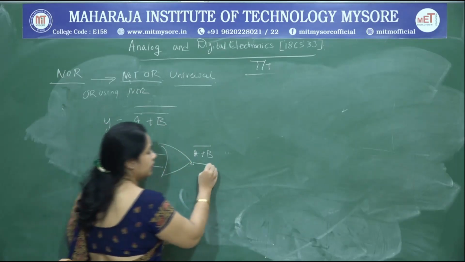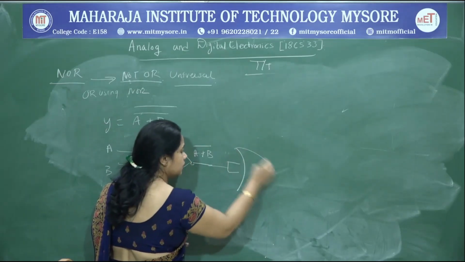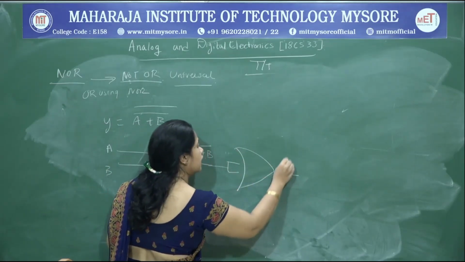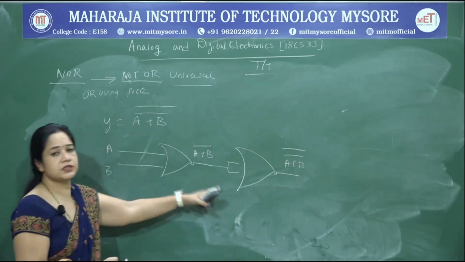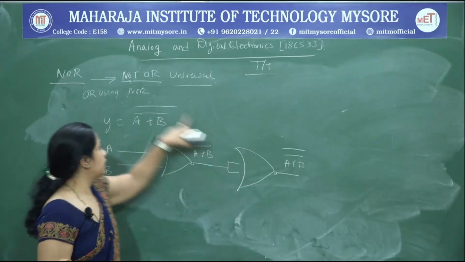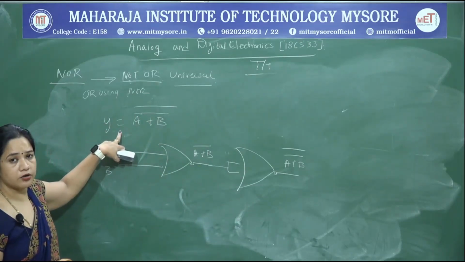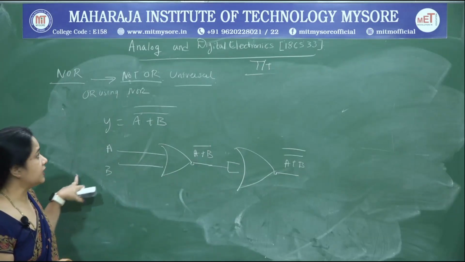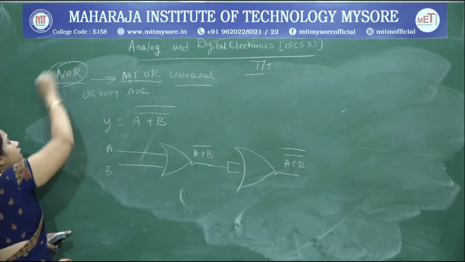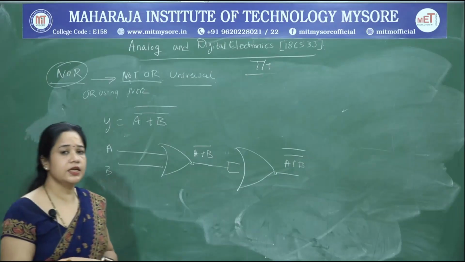Need to complement this again, give the same input to both the inputs of NOR gate, it is going to be A plus B whole bar whole bar. What is this? In reality it is going to be OR. So, we can realize OR also using NOR. So, that is the reason why we call NOR gate a universal gate.